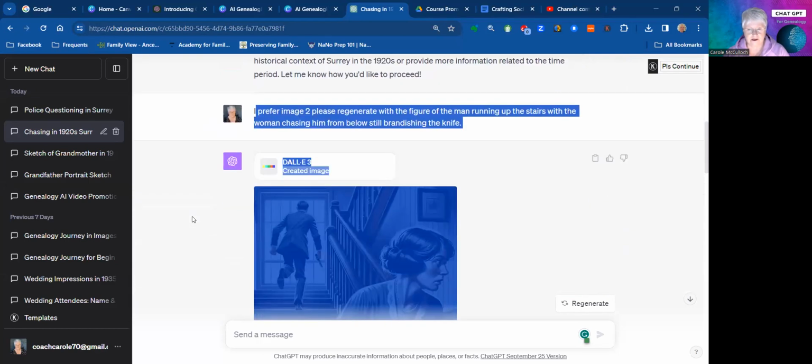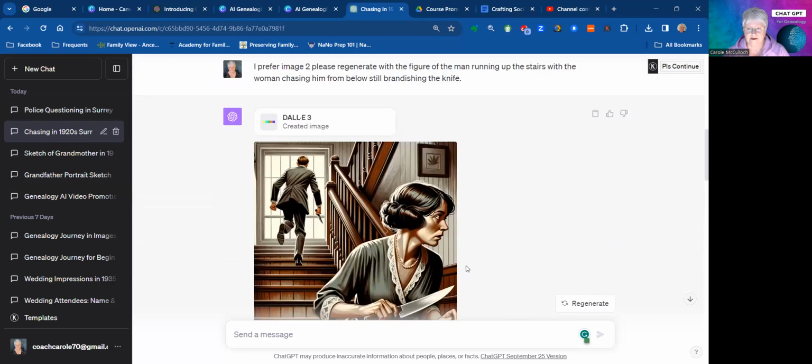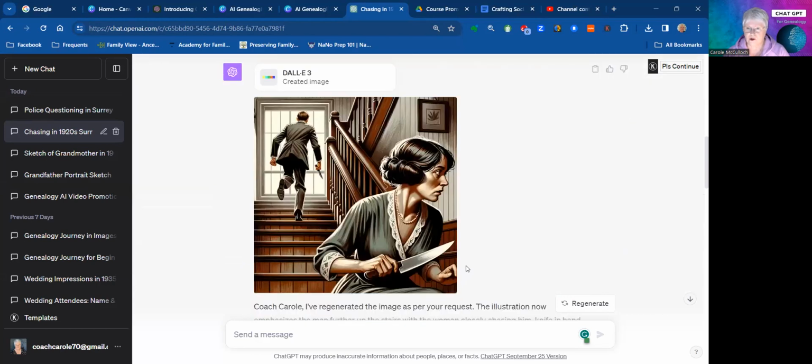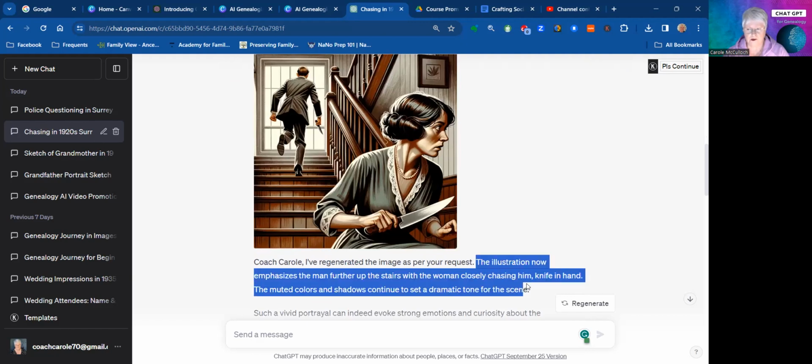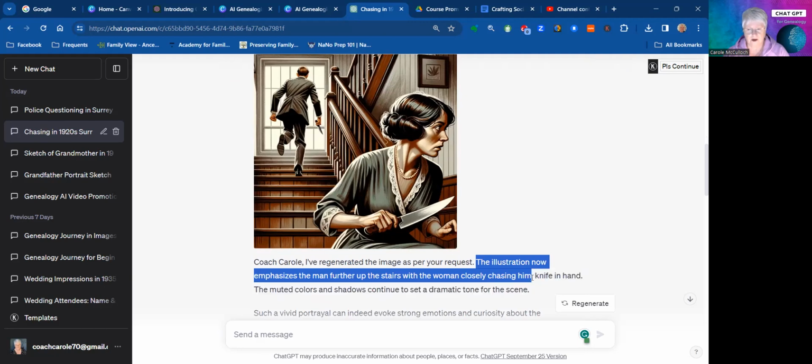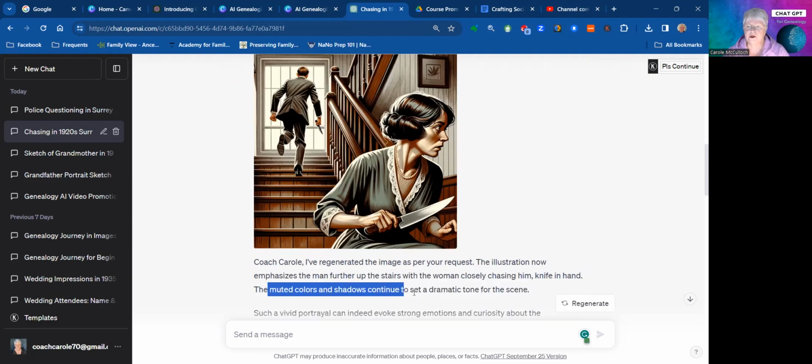This was the next that it came up with. Still not quite right. We have the man with the knife this time. The woman is not really chasing him up the stairs. She seems to be at the bottom of the stairs, looking fearfully around herself. Even though it says the illustration now emphasizes the man further up the stairs with the woman closely chasing him, knife in hand. I do agree, though, the muted colors and shadows continue to set a dramatic tone for the scene. So I was happy with that.